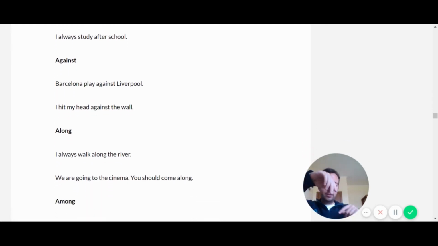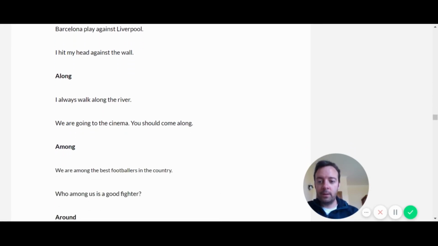Along is usually you have one thing like a river that's moving and you walk along the side. Okay, kind of like accompany. So I always walk along the river. We are going to the cinema. You should come along. Okay, we are going, and you should come along too.